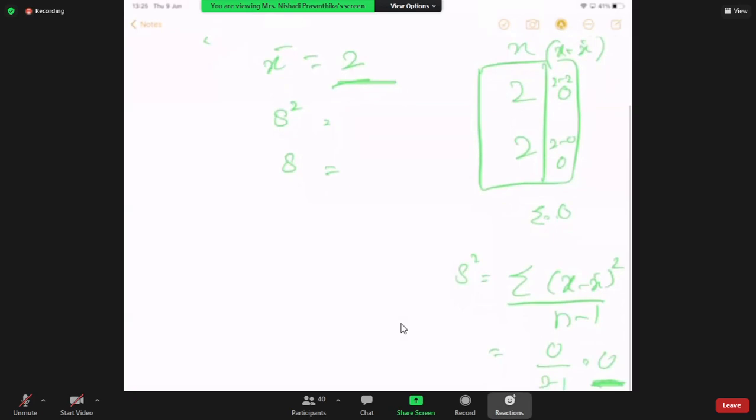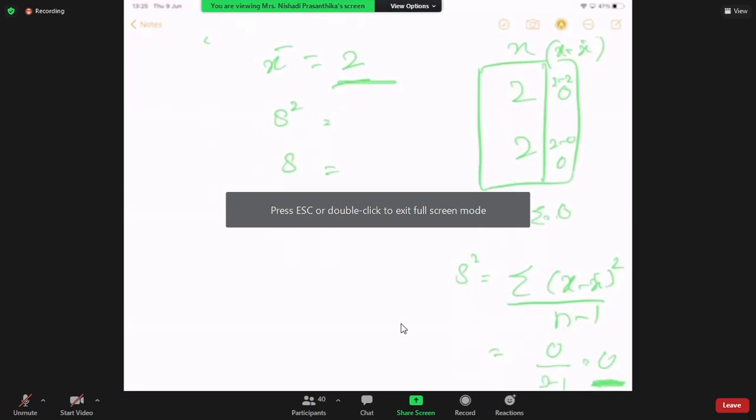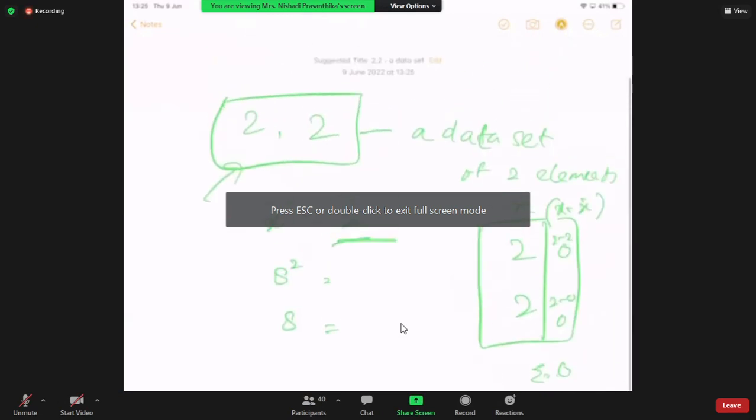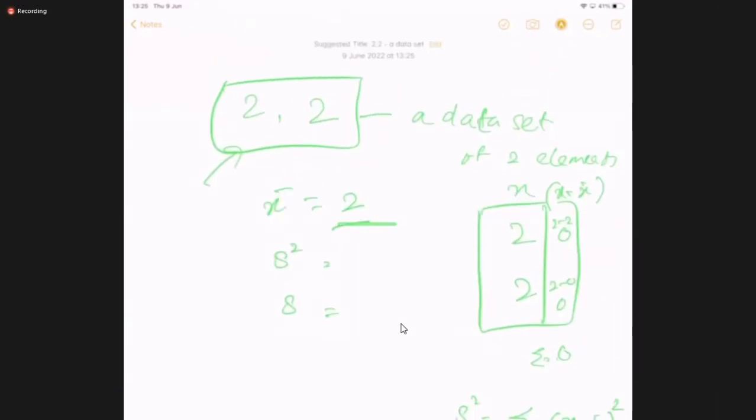The variance is 0 and the mean is 2. So for this data set, you can see that there are only two elements, and those two elements are 2. So without calculating the variance, you should know the variance of this distribution is 0. You don't need to calculate it. By looking at the data set, you should know the variance of this distribution is 0.